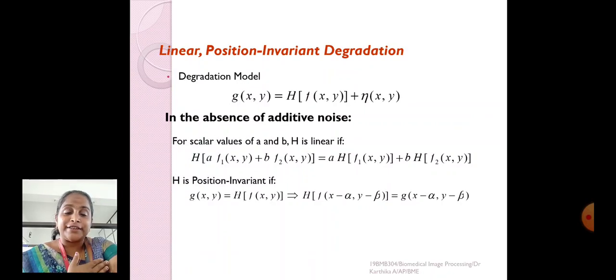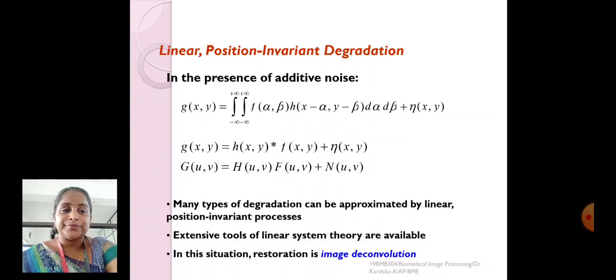And also we have linear position invariant degradation. Here we consider the degradation model g(x,y) = h * f(x,y) + η(x,y). Many types of degradation can be approximated by a linear position invariant process, and extensive tools of linear system theory are available. So in this situation, restoration is image deconvolution.